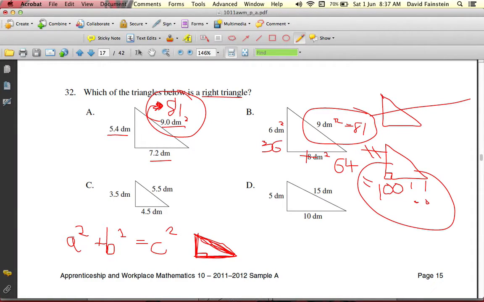The only reason I did this one is to prove to myself that this one was true, or could have been true. If I also found that this squared plus this squared equals that squared, then I would have been in trouble. I would have been like, oh, the rule that I was thinking of wasn't quite right.